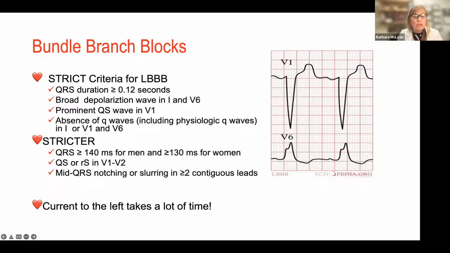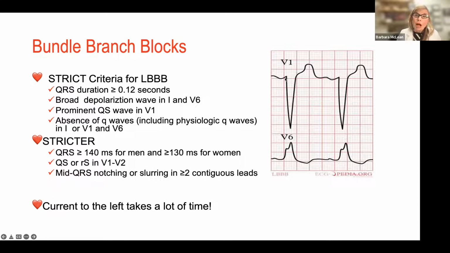You have small Qs in lead 1, aVL, V5, and V6, as the septum depolarizes from the left towards the right, but we've lost that. The stricter criteria, and these are really the stricter criteria: in two contiguous leads, meaning two leads in a lead group, so the anteroseptal lead group or the anterolateral group, two of those leads like V5 and V6 or V1 and V2, you will basically have what we call notching or slurring in that QRS. Okay, that's required.